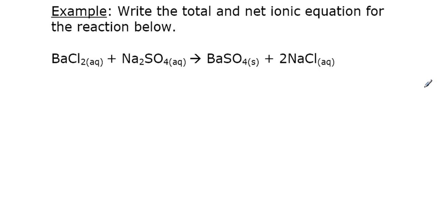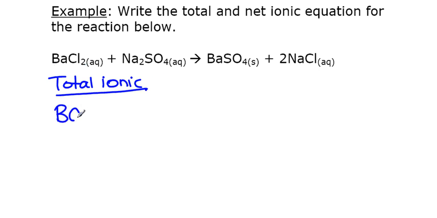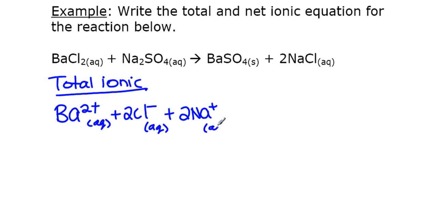All right, let's take a look at this one. So anything that's aqueous, we need to break apart for our total ionic equation. So barium chloride's aqueous, we've got barium ions, and we've got chloride ions, and we know there's two of them because there's a 2 there. So don't forget how many of each you have by looking at those subscripts. Next, sodium sulfate, 2 sodiums, so I need 2 in front, and 1 sulfate.